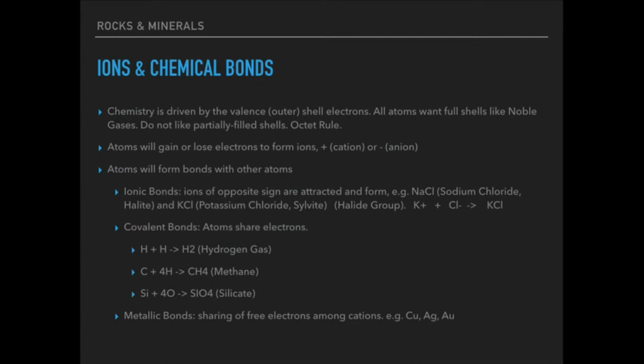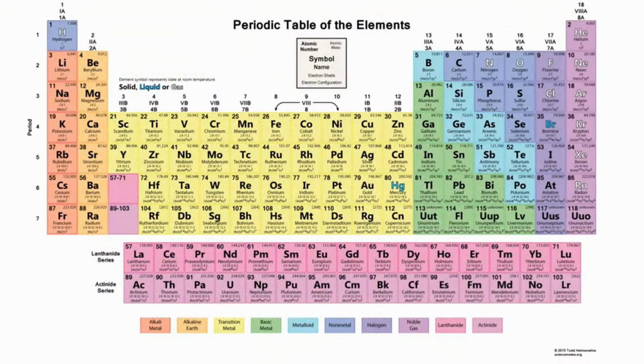It turns out all atoms want a full shell. If you look at the periodic table, at the far right, the last column, column 18 or 8A, helium, neon, argon, krypton, xenon, they all have full outer valence electron shells. That's what all the elements want to be, but only the noble gases actually are.